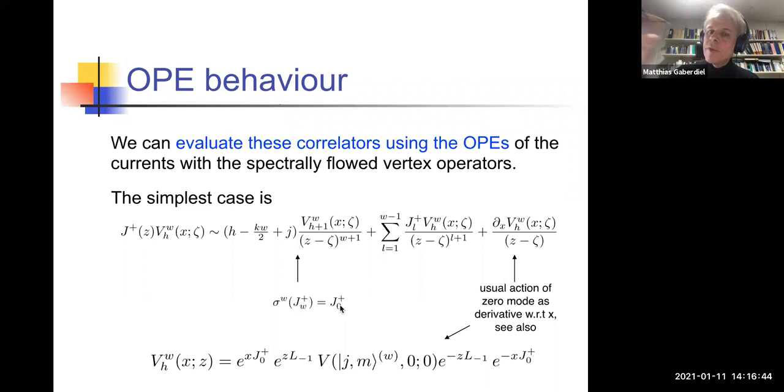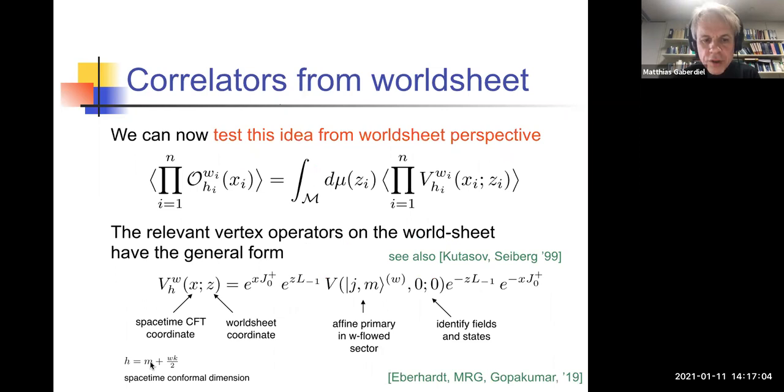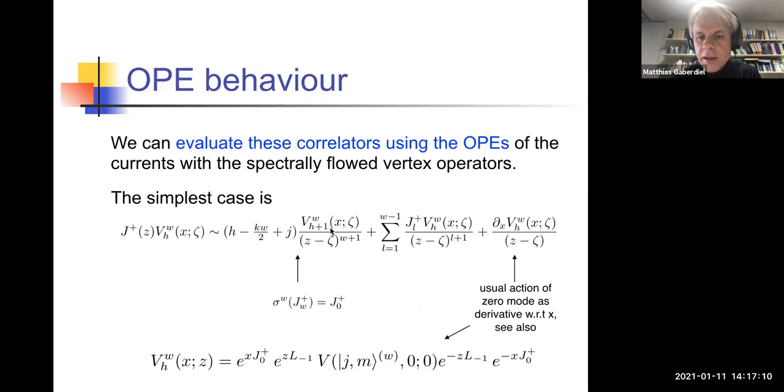w corresponds to the action of J plus 0 before spectral flow. And before spectral flow, it just acts on the ground states of this highest weight representation. And on the ground state, J plus 0 acts as a certain factor, and it shifts the m eigenvalue up by 1. And because the conformal dimension is really just m plus wk over 2, what this basically does is shift the conformal dimension up by 1. So that's the leading term.